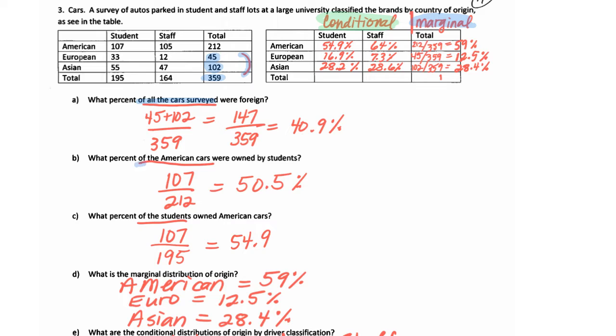What percent of the American cars? So that's out of the 212 American cars. What percent of them were American? So that's that direction. So it asked for in that realm. Next, what percent of the students? So of the students, that's your denominator, 195, and then the American section of that was 107.